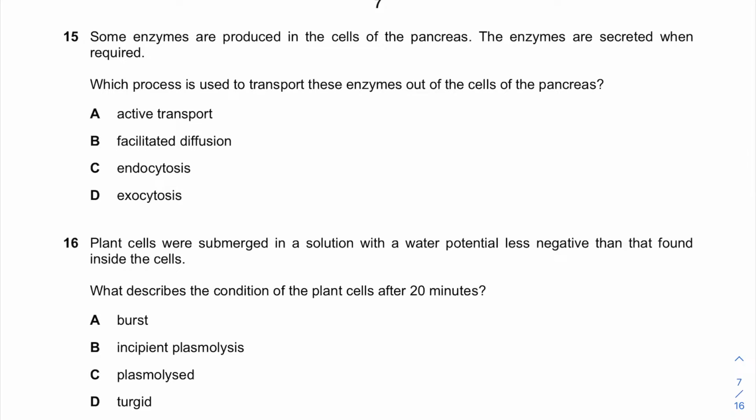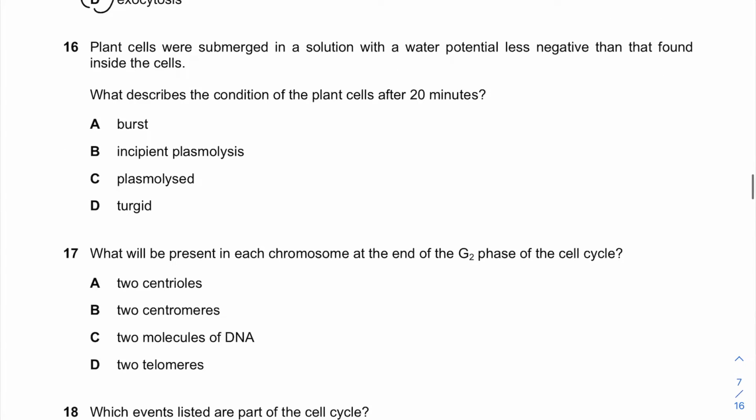Okay, question 15. Some enzymes are produced in the cell of the pancreas. The enzymes are secreted when required. Which process is used to transport these enzymes out of the cells? So secreted, exocytosis.